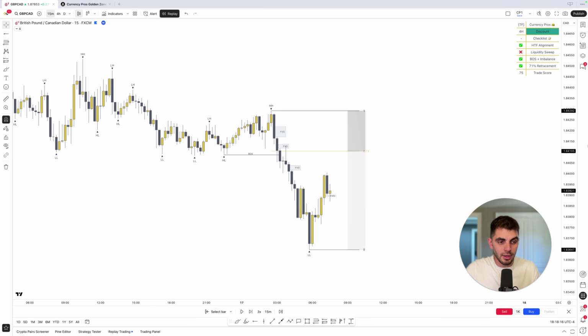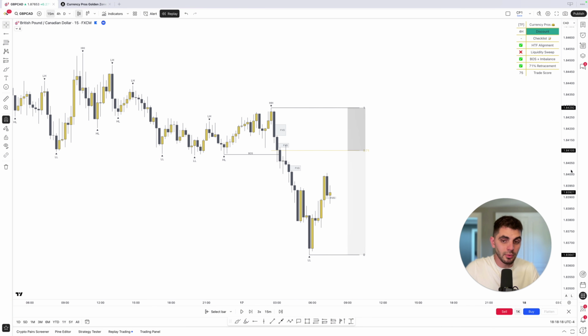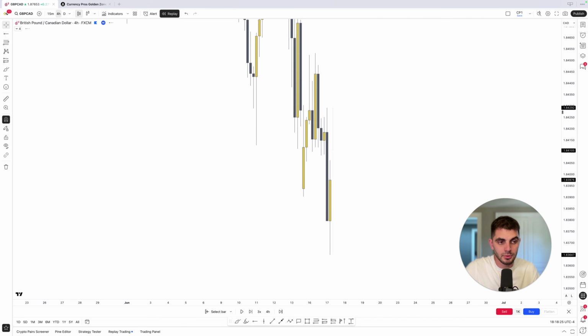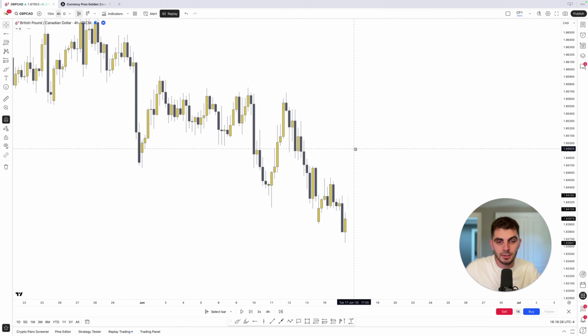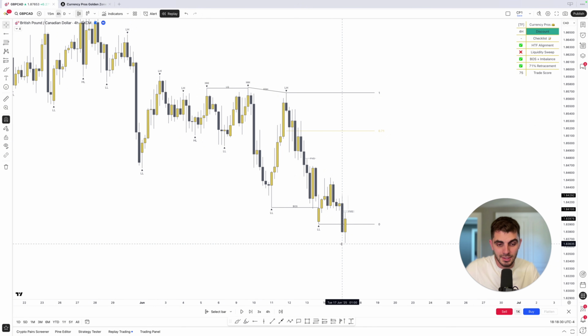Unfortunately, we do have a negative confluence here, and that would be that we don't have higher time frame alignment. The 4 hour is showing to be at a discount. Now let's quickly toggle to the 4 hour time frame so I can show you what that means. Basically, we are very overextended to the downside on the 4 hour time frame. Now, if this is the current range that we're looking at, we are obviously in the lower portion of that range.